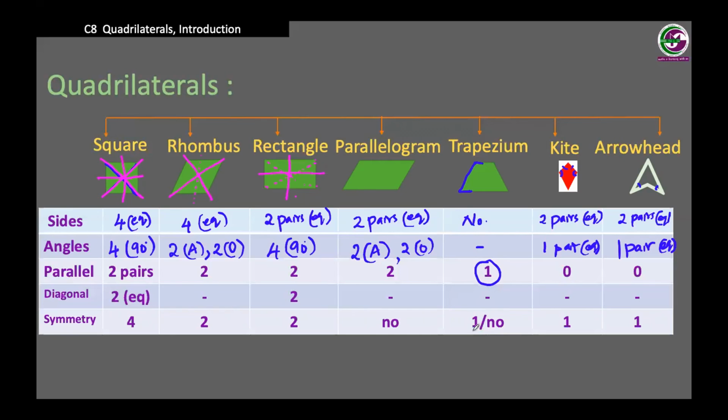Trapezium, if it is isosceles trapezium, it has 1 line of symmetry. But if it is simply a trapezium, there is no line of symmetry. For a kite, when you fold it vertically, there is 1 line of symmetry. Arrowhead also, you can fold it vertically. There is 1 line of symmetry. These are all some minute details about this family.